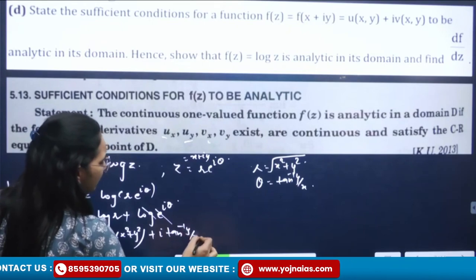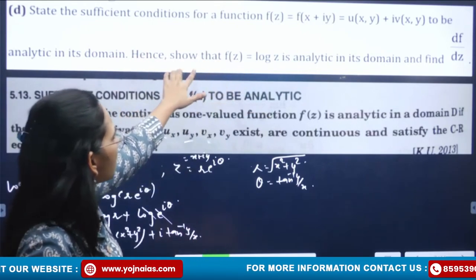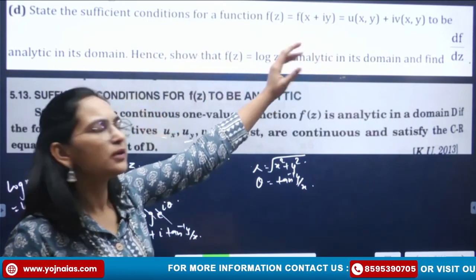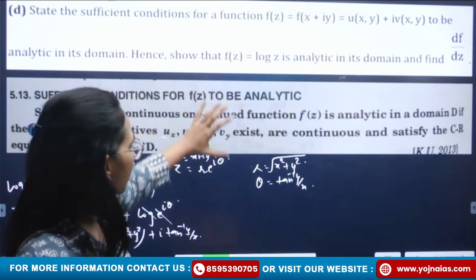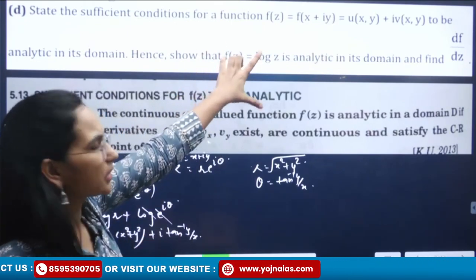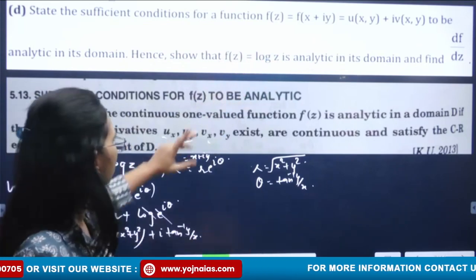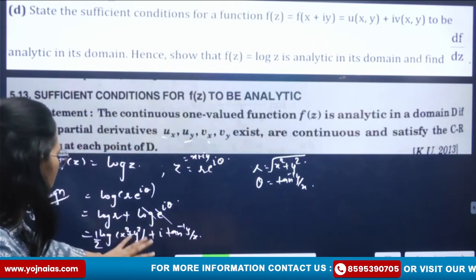Why have we converted this? Because they had said "hence", so that means you should first write the function as u(x, y) plus iota v(x, y). You have to use the above result. By using the above result, you need to show this. That is why we require the real part as well as the imaginary part, and to find these we have converted this function into this format.